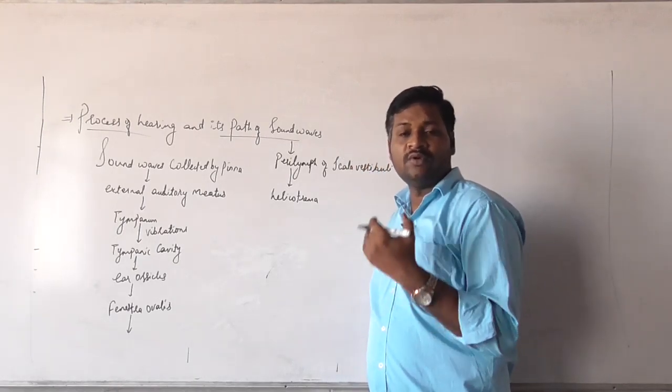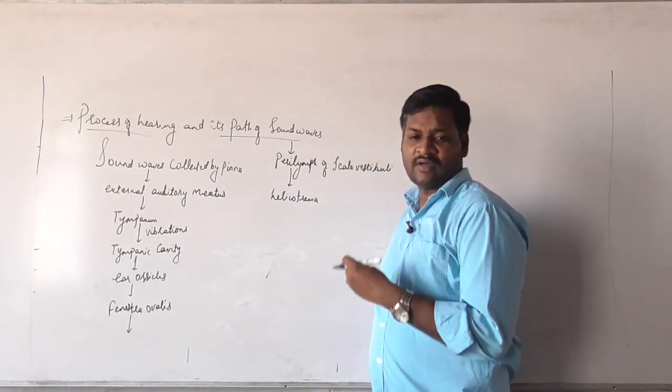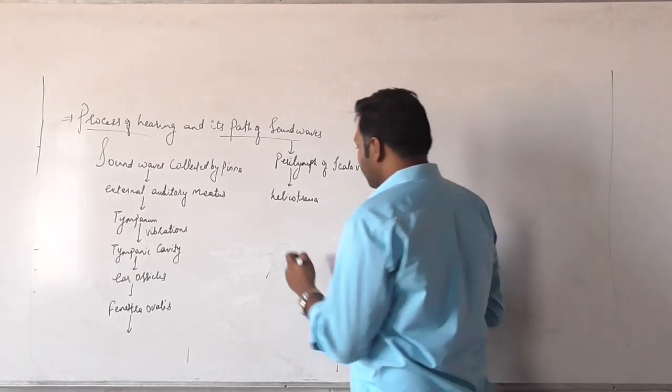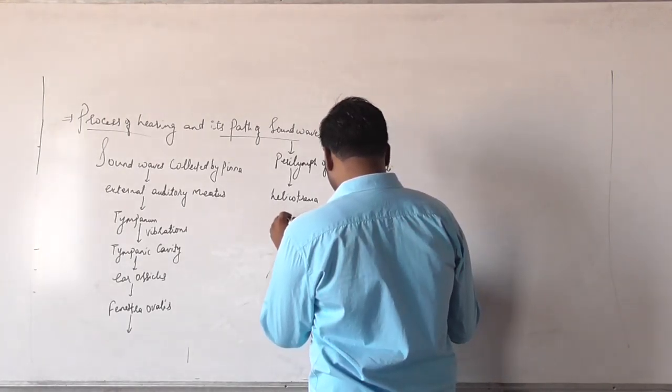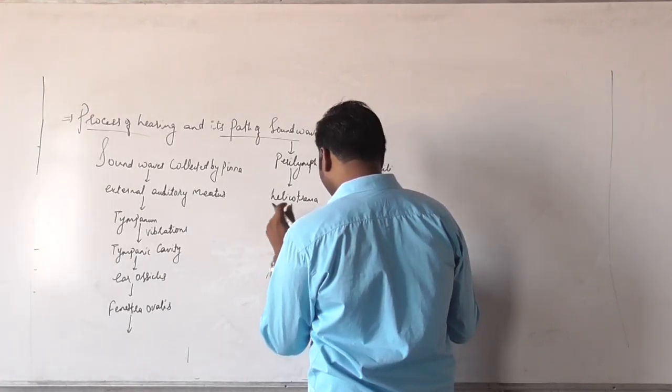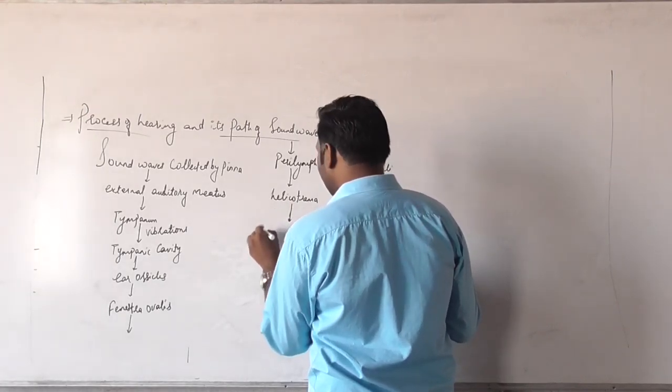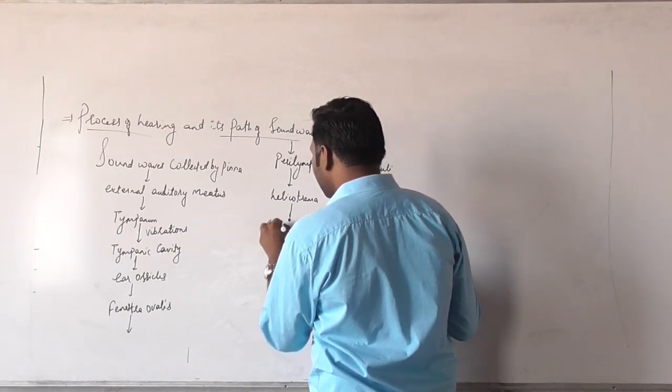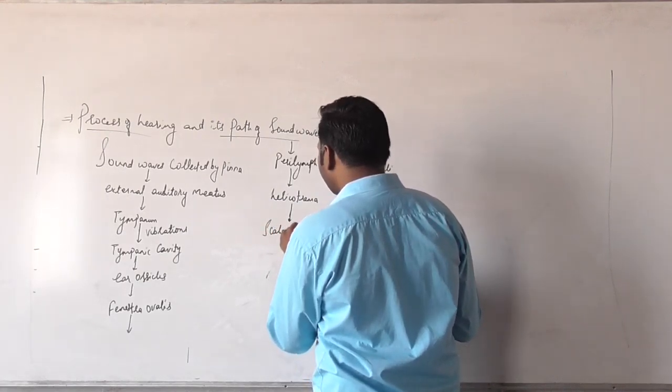Okay, you just have to recollect all the points whatever I have discussed in the previous lecture. So here, helicotrema. Then next to helicotrema, the sound wave, or the vibration, will move towards the scala tympani.